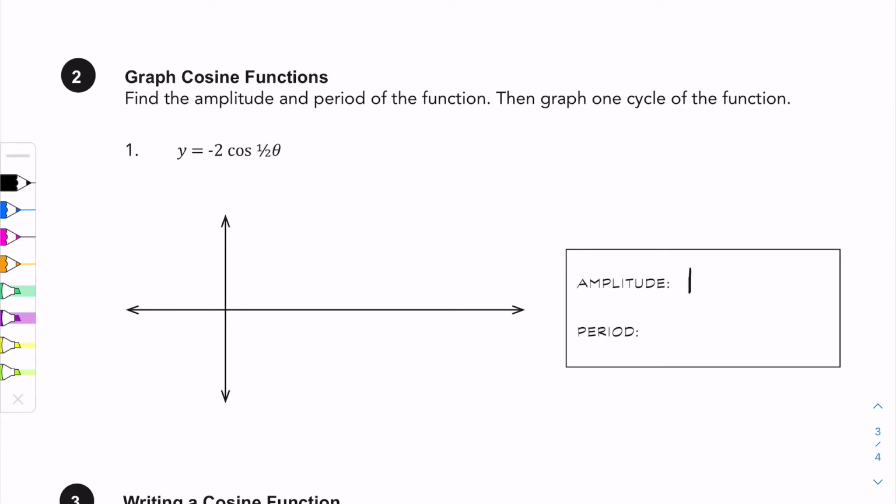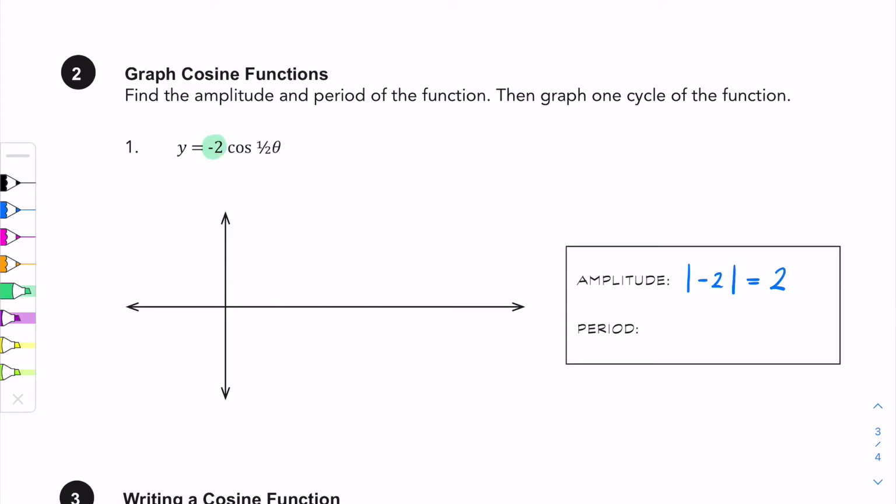So the amplitude is always going to be the absolute value of your A term, which in this case is -2. And that simplifies to +2. Every time you have absolute value, it comes out to be a positive number. That's telling me that the graph is going to go up to 2 and down to -2.